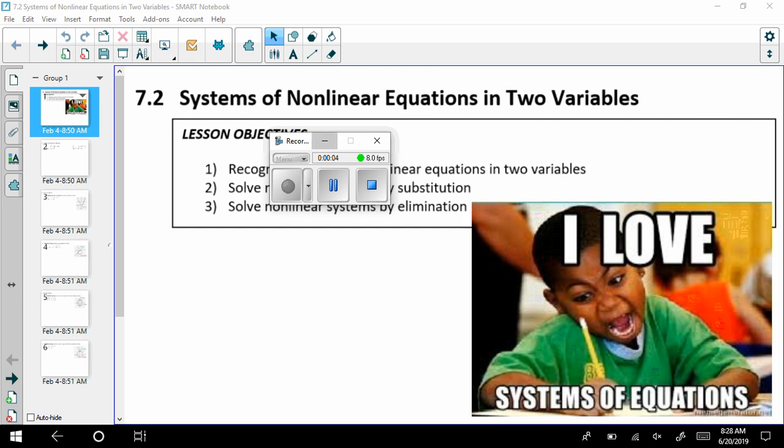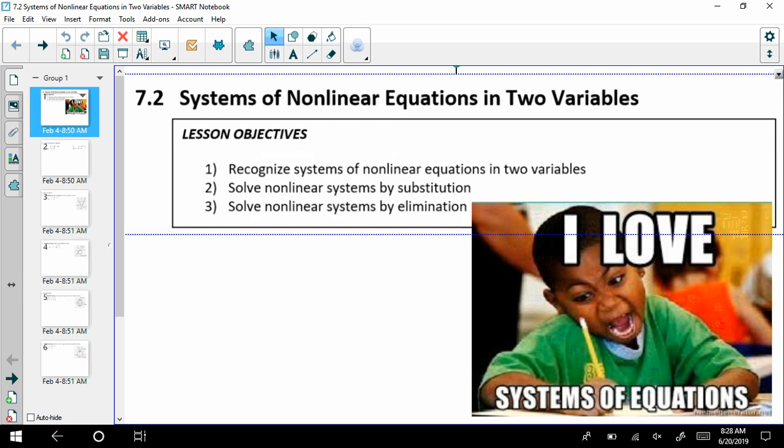So you may notice that section 7.2 is going to look very similar to what we did in 7.1. We're still going to be dealing with systems of equations. However, what makes these systems different is they might not be linear equations. Last time all we dealt with were linear equations. And linear equations, again, the highest exponent you will see is a 1. Today, with nonlinear equations, you might see an x squared, which would then make it not linear. So all of our objectives today are going to involve nonlinear systems and the different ways to solve them.